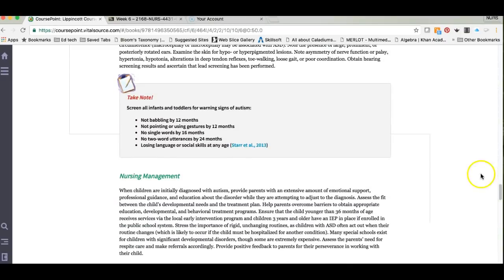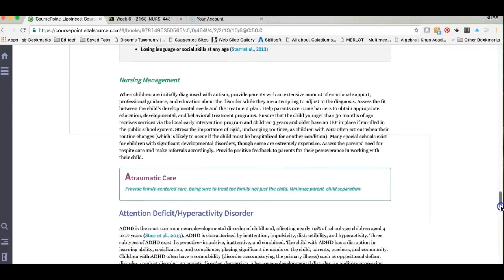Okay, here are some red flags. If they're not babbling by 12 months, if they're not pointing or using gestures, you know, waving bye-bye, no single words by 16 months, that's a biggie. Okay. No two-word phrases by 24 months, or if they lose language skills at any age group.